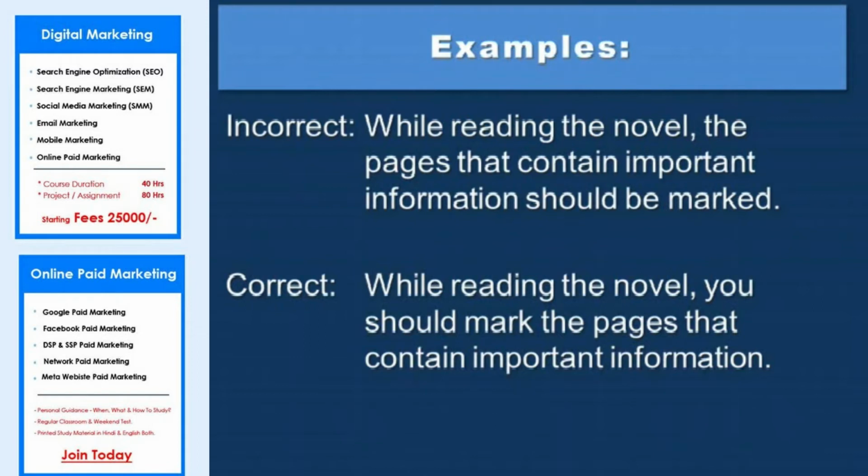While reading the novel, who's reading the novel? Is it the pages? No, again, it is an individual. It is you, I, or somebody else. So, again, you need to keep in mind that in order to correct this sentence, you'll have to insert a subject after the portion that is coming before the comma.